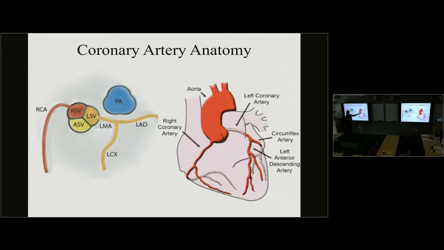So you have the right coronary artery that generally feeds the right side and the inferior portion of the heart. You have your left main that branches into what goes into the front of the heart and the main muscle, the left ventricle, so the left anterior descending artery. And then the circumflex that wraps around the back of the heart.